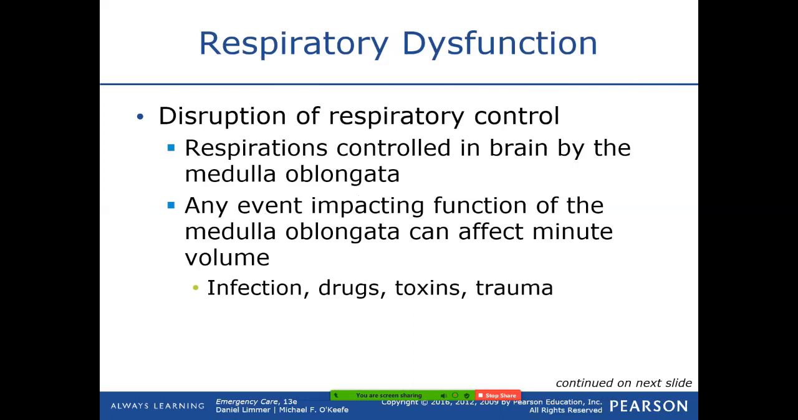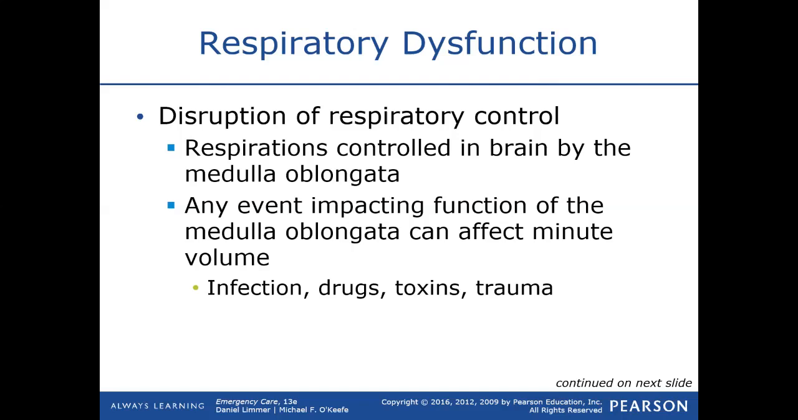All right, respiratory dysfunction as a disruption of respiratory control. Respirations are controlled in the brain by the medulla oblongata. Okay. Any event impacting function of the medulla oblongata can affect minute volume. That can be an infection. It could be drugs, toxins, trauma. So there's a lot of different things that will affect your respiratory rate, is really what this is referring to. Okay. Certain infections will, yes.